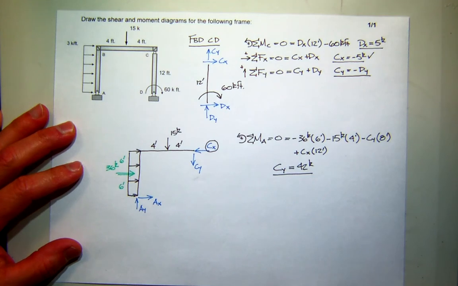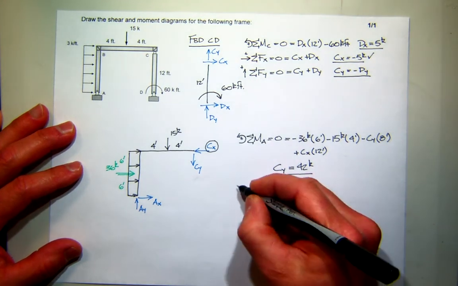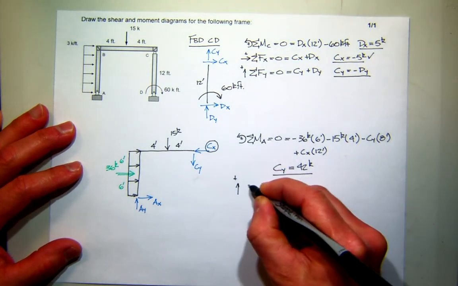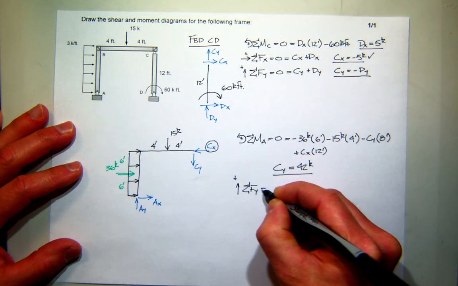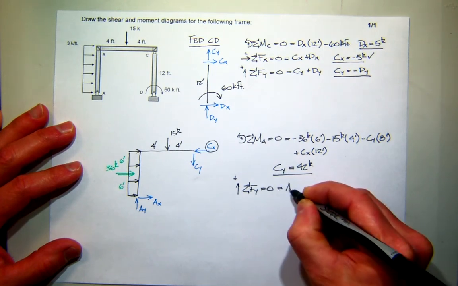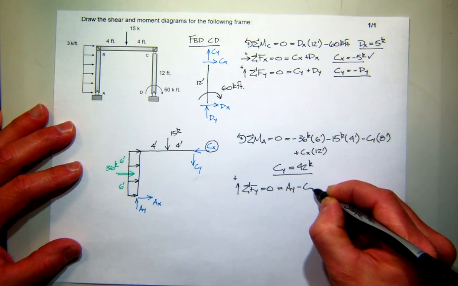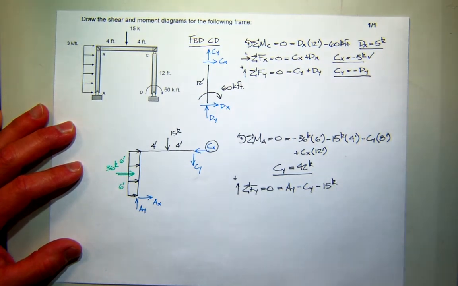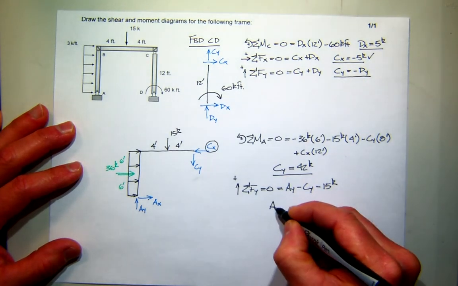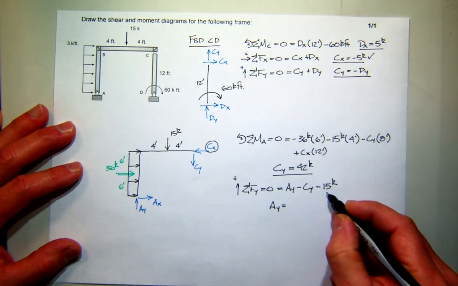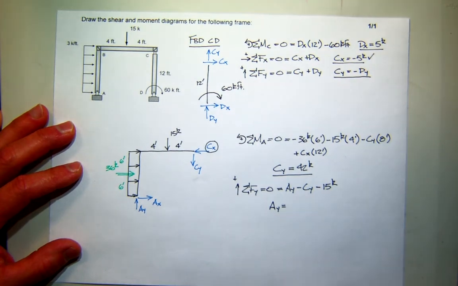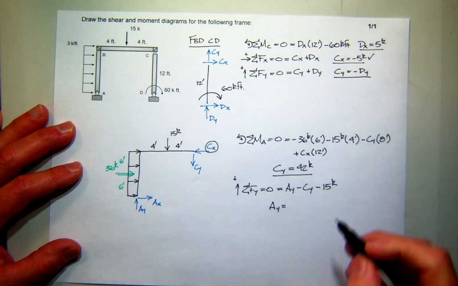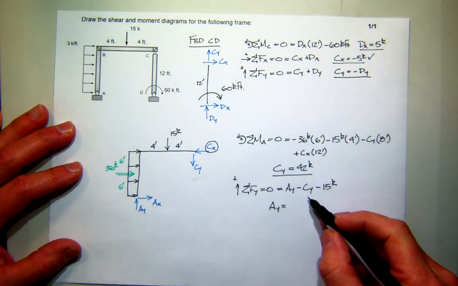So what else do I need? Well, I think now that I have CX and CY, I can just sum forces and I'll have AX and AY, right? So let's do the vertical forces first. So if I sum forces in the Y direction, I've got AY acting up, minus CY acting down, minus 15. Is that it? I think so. So that means that AY will equal 15 plus CY. That's not right. AY is up, CY is down. That's right.